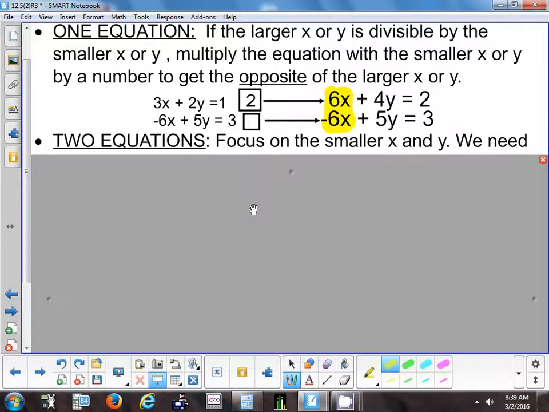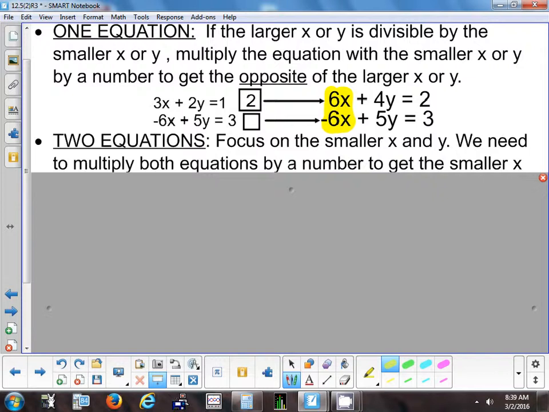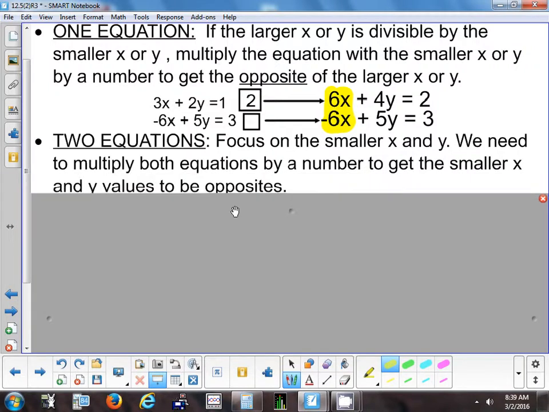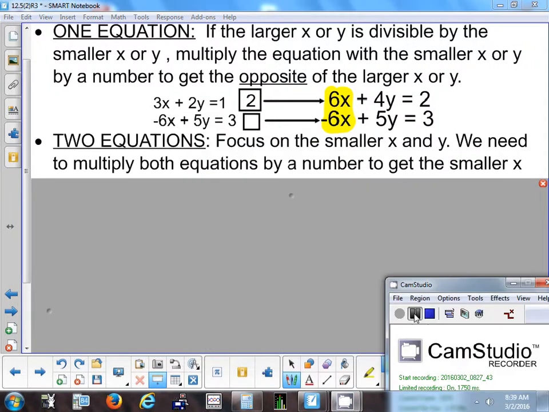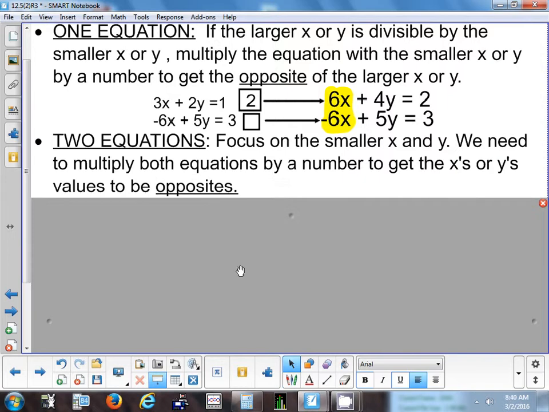And see which ones are closer together in value, smaller in value. So we're going to focus on that smaller x and y. And we need to multiply both equations by a number to get the smaller x. Probably the hardest one.